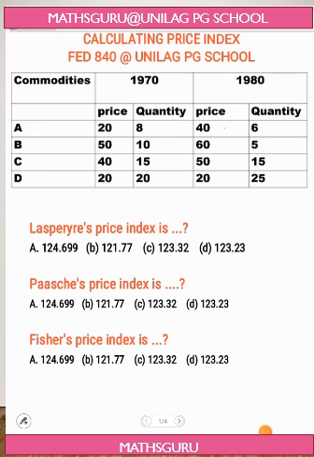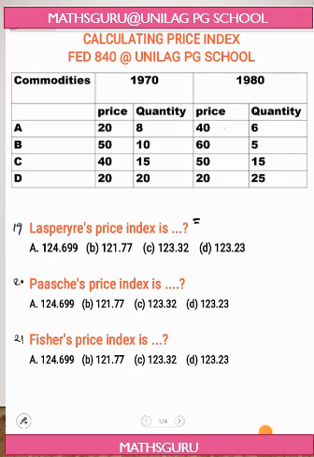This question is taken from section 12 of the past question papers we're using. If you check section 12, we have question number 19, question number 20, and question number 21. So we are required to calculate the Laspeyres' price index. Let's go there.